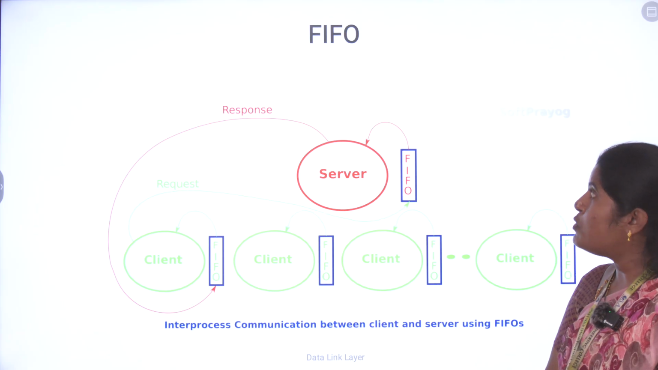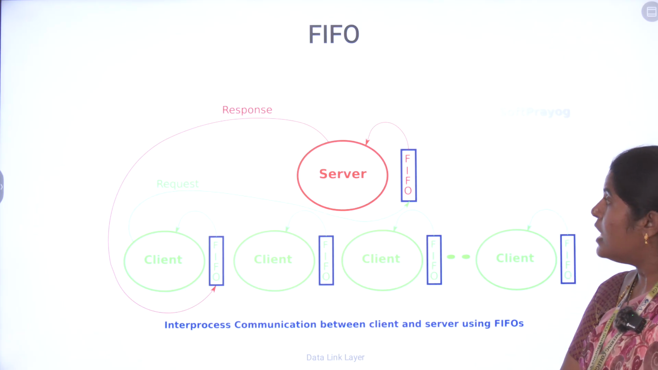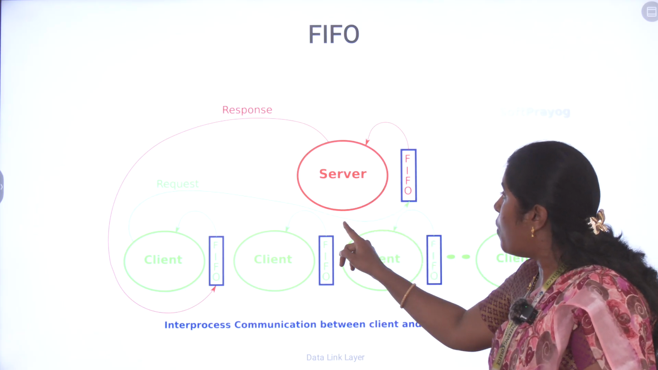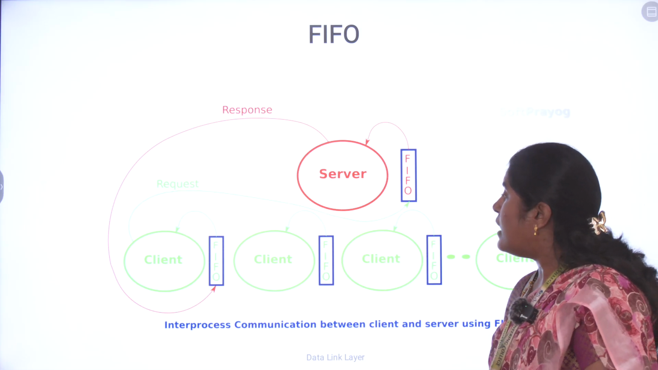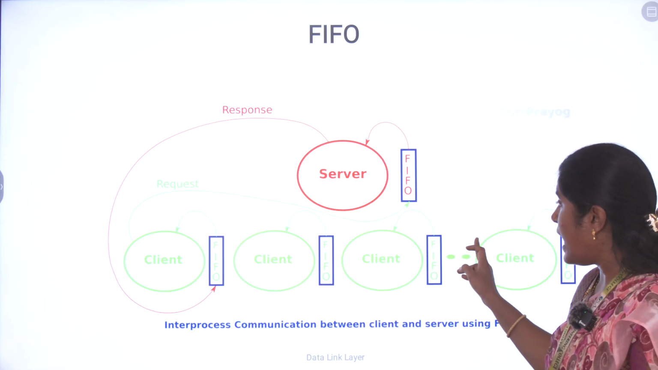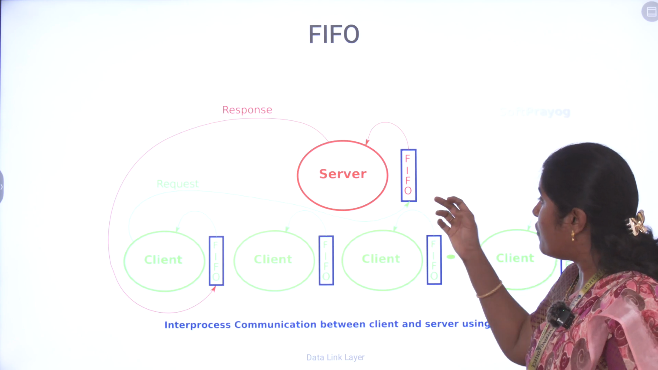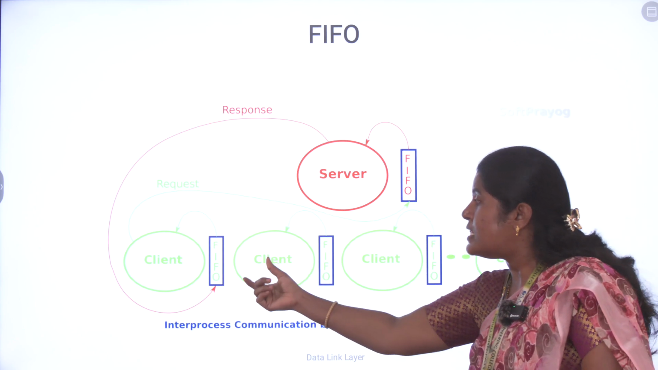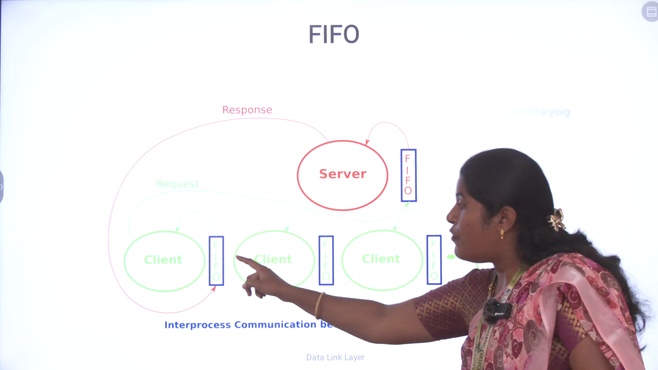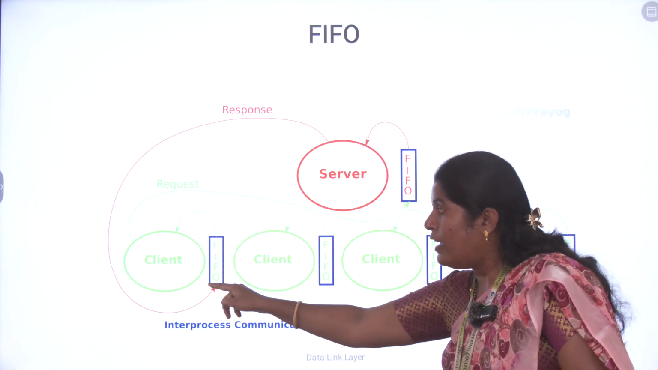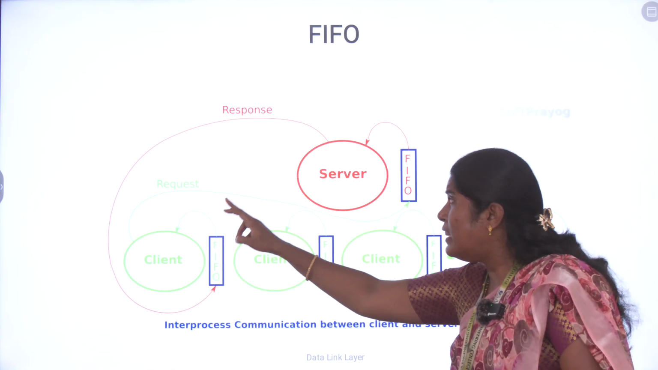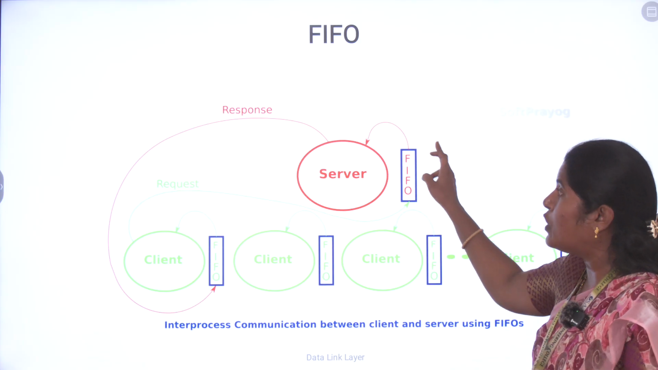This is a block diagram showing how a FIFO works. The red color oval indicates a server, and the green color oval indicates a client. Each server has one FIFO connected to it and each client has a FIFO connected to it. This FIFO will send a request to the client, and from the client, the requests are passed to the FIFO which is connected to the server.